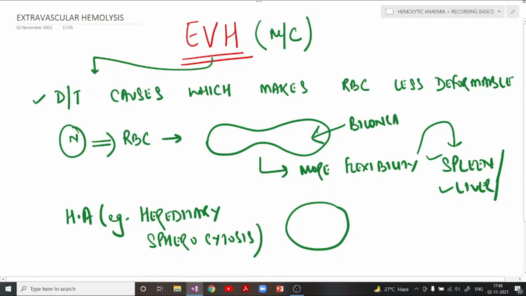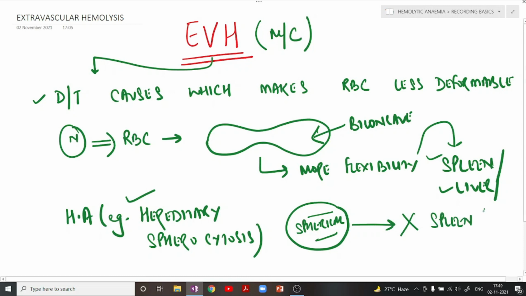So in case of hereditary spherocytosis, in this condition, the RBC loses the biconcave shape. It becomes spherical. So now this particular RBC can no longer easily maneuver. It can no longer maneuver through the spleen or the liver.